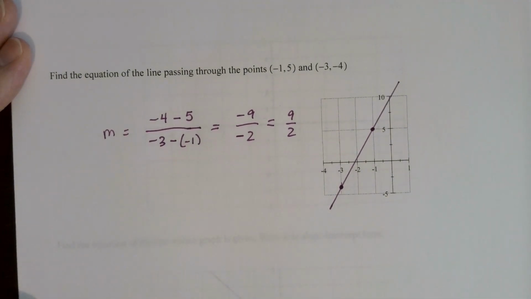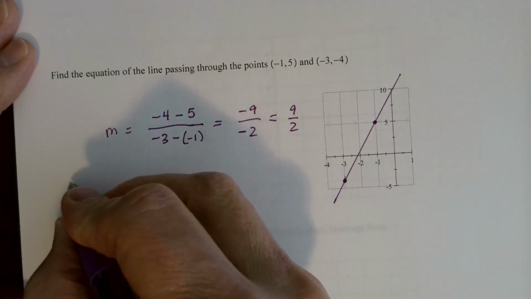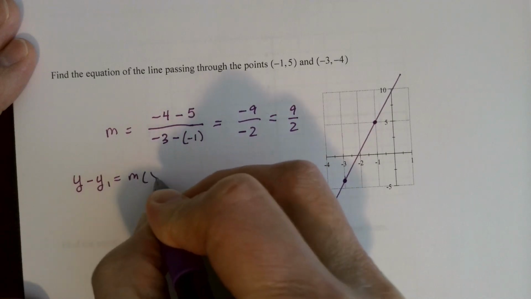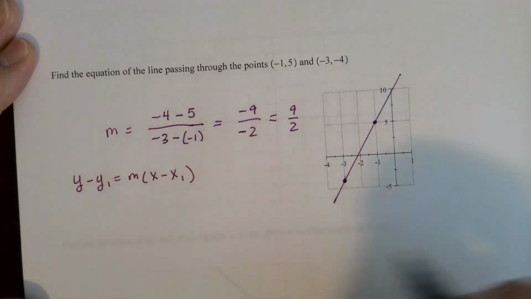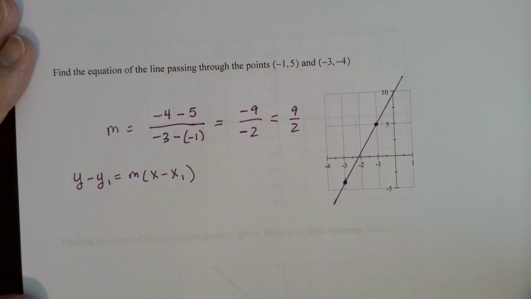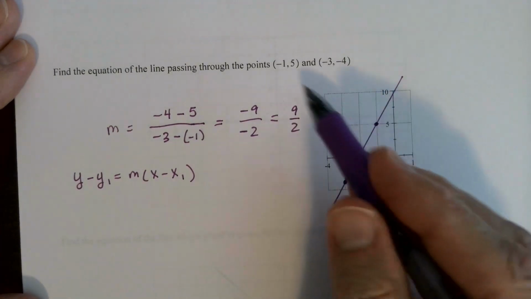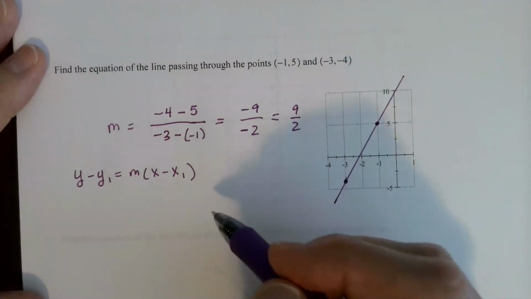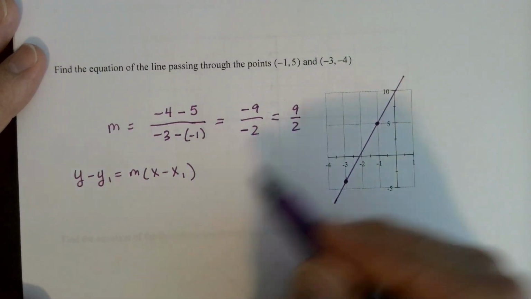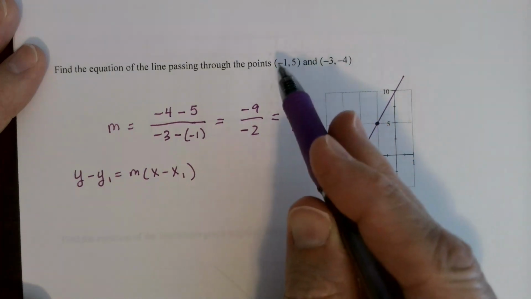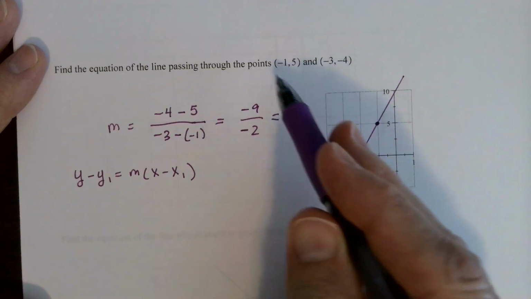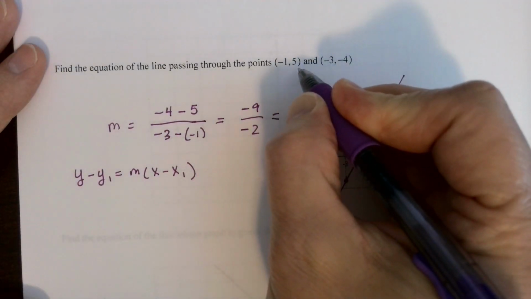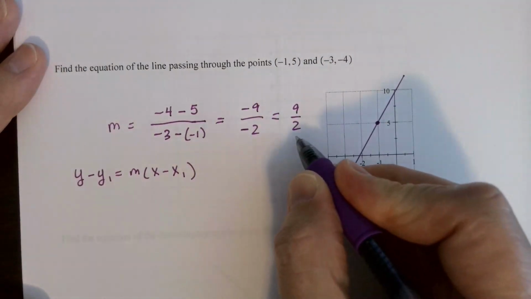So let's use the point slope form, okay? And in the point slope form, if you remember, let's rewrite that here. What do I need? I need a point and the slope. Well, I have a slope. Do I have a point? Well, yeah, I have 2 points. Well, which one do we use then? It doesn't matter. Either point. I can use either point and I'll get the same equation. Okay, so I want this point here. Let's use the point -1 comma 5. So this is going to be my x1 and this is going to be my y1. My slope m is 9/2.